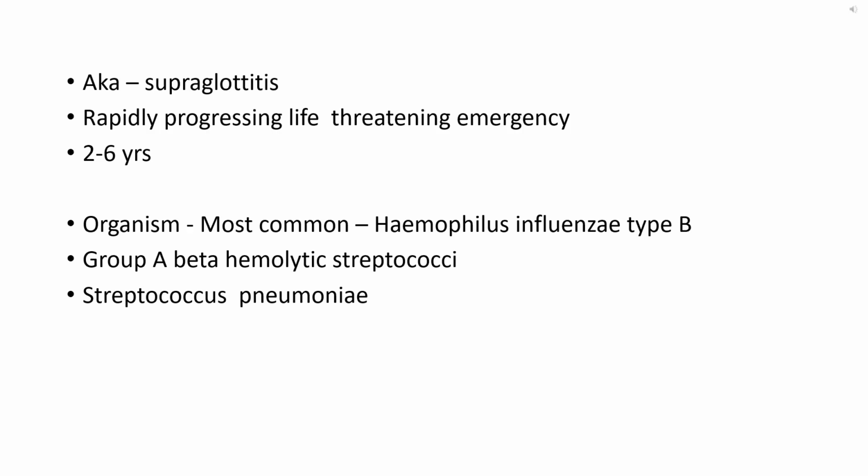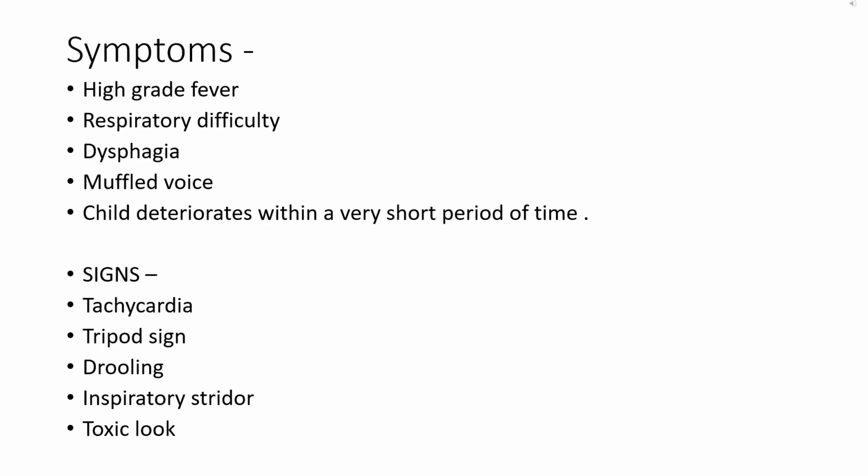Most common is Haemophilus influenzae type B. It is very important because it is mainly seen in unvaccinated children under the age of 4 years. What are the other organisms? Group A beta hemolytic streptococci and Streptococcus pneumoniae.